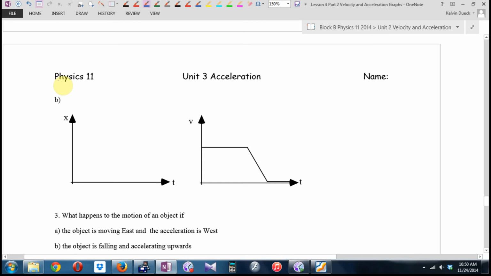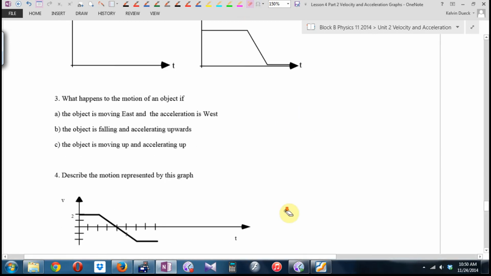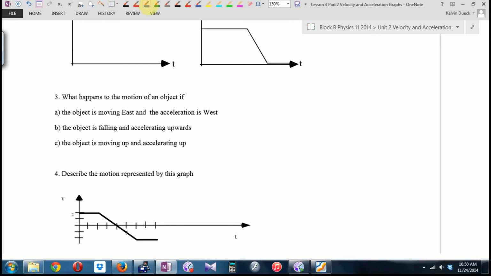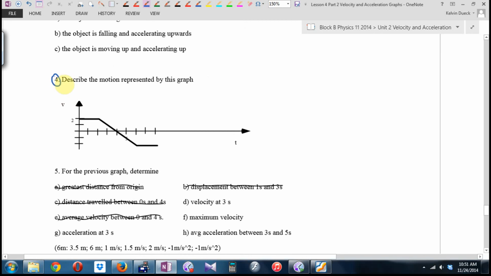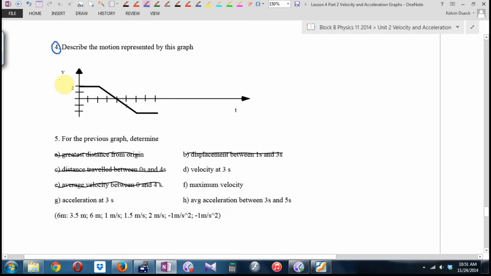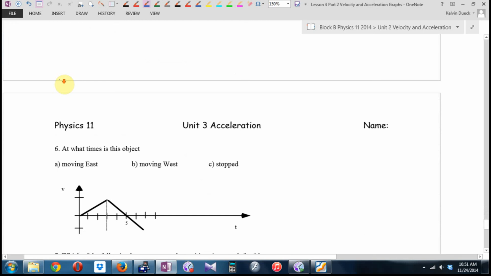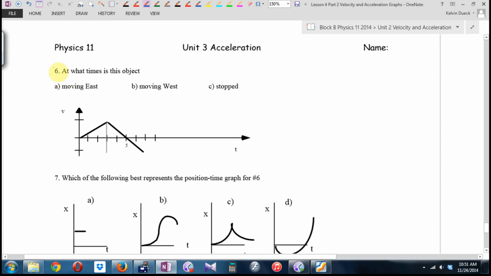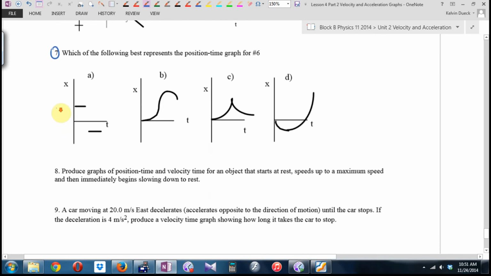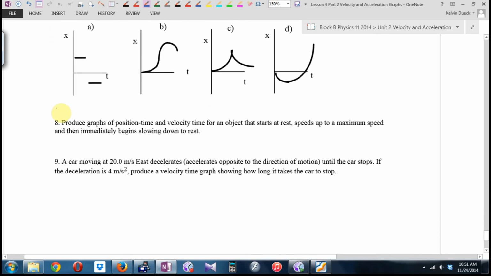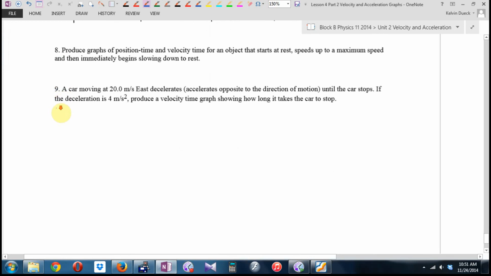This one's a little tricky. Assume right here, by the way, that we're supposed to be touching the x-axis. In other words, assume right there is 0 high. What happens to the motion of an object if 3 is good? 4 is good. Obviously, don't do the ones that I crossed out. 6 is good. 7 is good. And you can pass on 8 and 9.